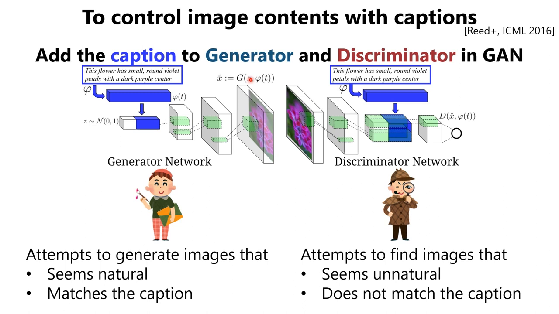In the 2010s, there was a lot of research on image generation using two modules that perform adversarial learning, consisting of a generator and a discriminator. When you want to generate images based on the content of the text, you input text to both the generator and discriminator. The generator will not only generate a natural image, but will also generate an image that matches the text. What the discriminator does is not only to detect unnatural images, but also to detect images that do not match the text.